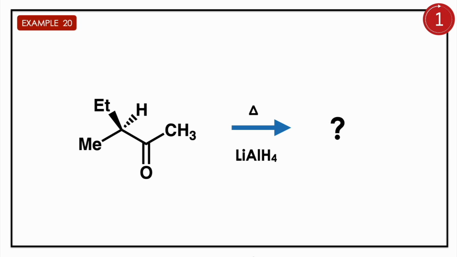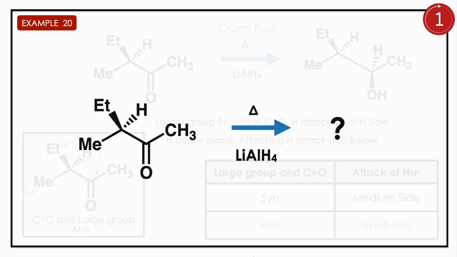Then the final example. Here you have a carbonyl. It is a ketone. One side has a methyl group. On the other side you have ethyl, methyl and hydrogen. Ethyl above the plane, hydrogen below the plane. You are heating it up and using lithium aluminum hydride. You should find what will be the final product.